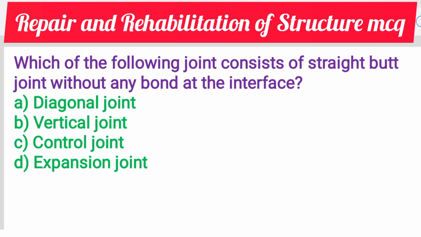Next question, which of the following joints consists of a straight butt joint without any bond at the interface? Option A diagonal joint, option B vertical joint, option C control joint, option D expansion joint. So the correct answer is option C control joint.